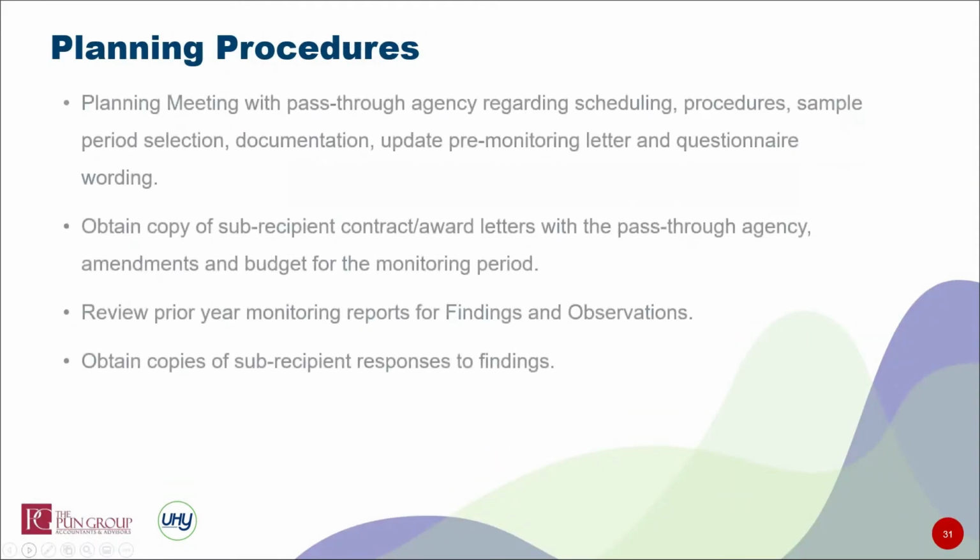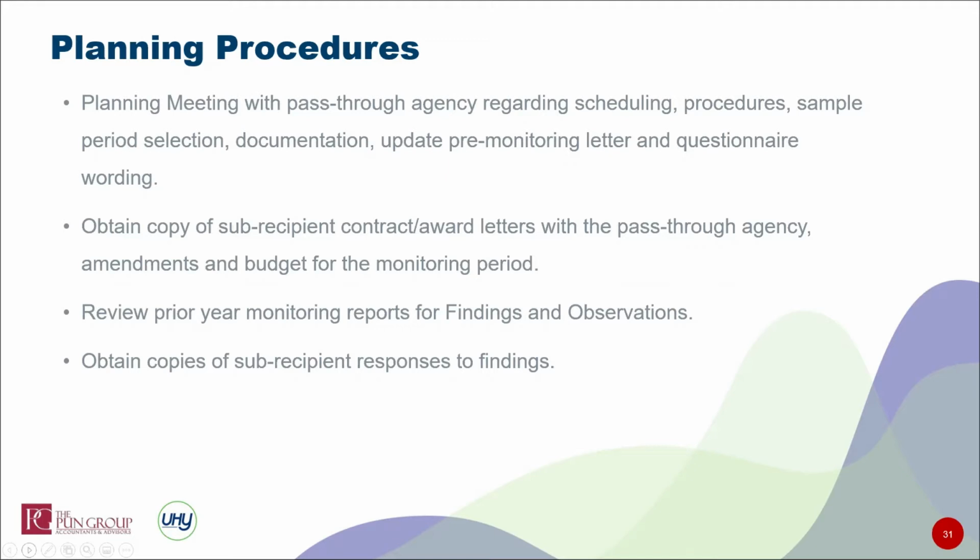The first thing is to have a planning meeting with the pass-through agency. You should have one if you've outsourced your sub-recipient monitoring, or with your department that is going to be conducting the monitoring, to talk about scheduling, types of procedures to be performed, the sample period selection, the size of samples, documentation, sending out notices, or we call them pre-monitoring letters, and we also send a questionnaire related to internal controls and policies and procedures, as well as our request lists.